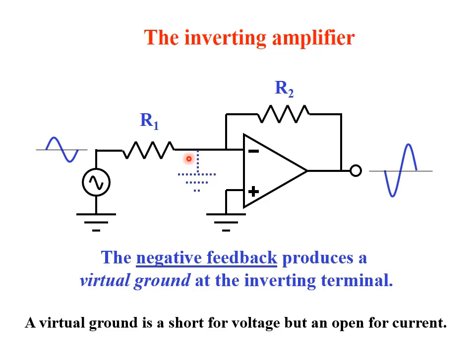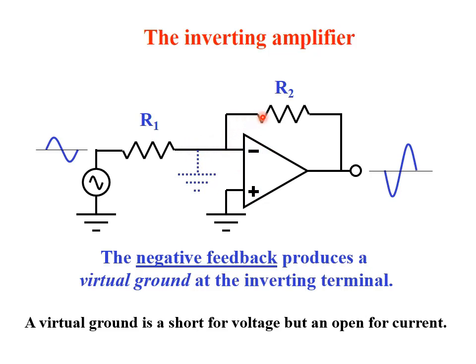To analyze this circuit, we assume a virtual ground here. This is not a real ground, guys. This is a virtual ground. The ground is a short for voltage, but it's an open for current. So that's why we call it a virtual ground. Why do we have a short for voltage but open for current? Remember that these two inputs have a very high input impedance. So basically the current is going through R2.